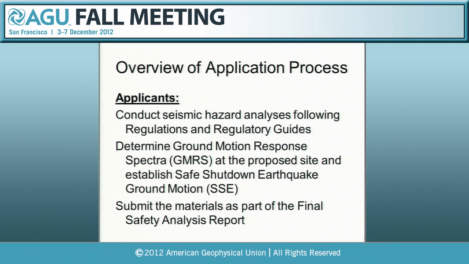As part of submitting an application, applicants need to conduct seismic hazard analysis following federal regulation and NRC regulatory guidance. Applicants need to determine the ground motion response spectra for the proposed sites and establish the design basis safe shutdown earthquake ground motion. It's called SSE. The ground motion response spectra is the review level ground motion for the design of the nuclear power plant sites. The results of the applicant's analysis are submitted as part of a final safety analysis report.